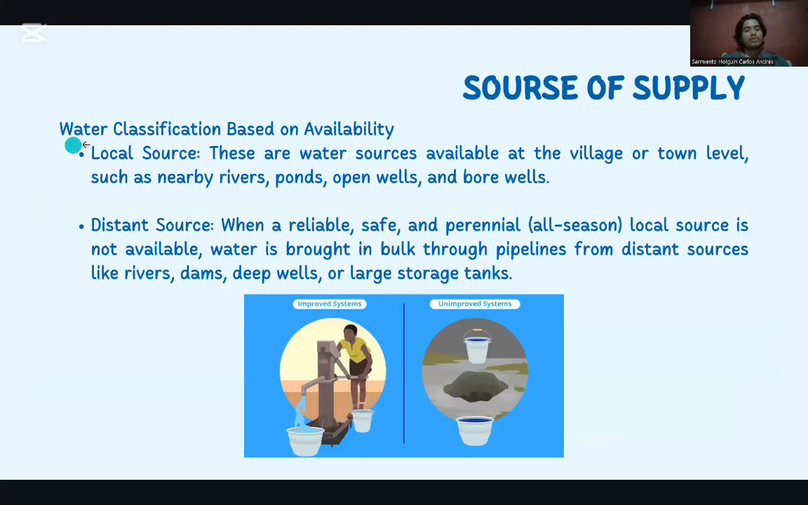And now, here we have the water classification based on the availability: the local source and the distant source. It depends on whether the community is near or far away from the source of water. So they're going to need to bring it through pipelines from distant sources, or if it's a local source, it's going to be easier to get the water. Also, we have improved and unimproved systems to get the water.